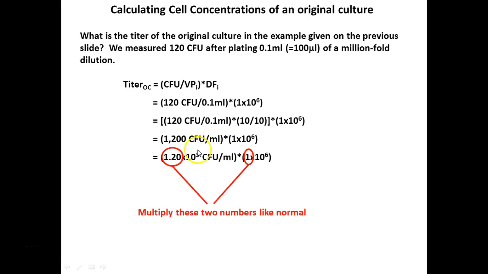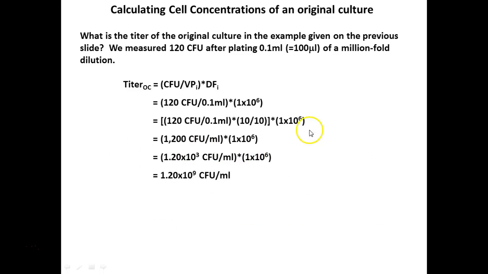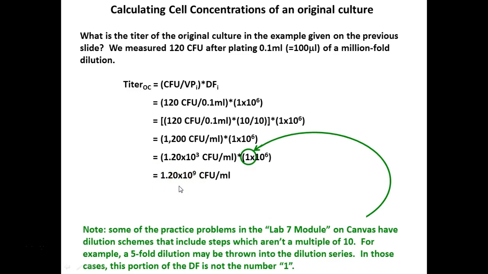So we set up our equation, right? 120 CFUs divided by 0.1 milliliters times our dilution factor, which is a million, so it's 10 to the 6th. When you calculate that out, you can multiply these two numbers before the exponents together, just as normal. But remember, when multiplying exponents, we add them. So we get a final concentration of 1.2 times 10 to the 9th CFUs per milliliter.